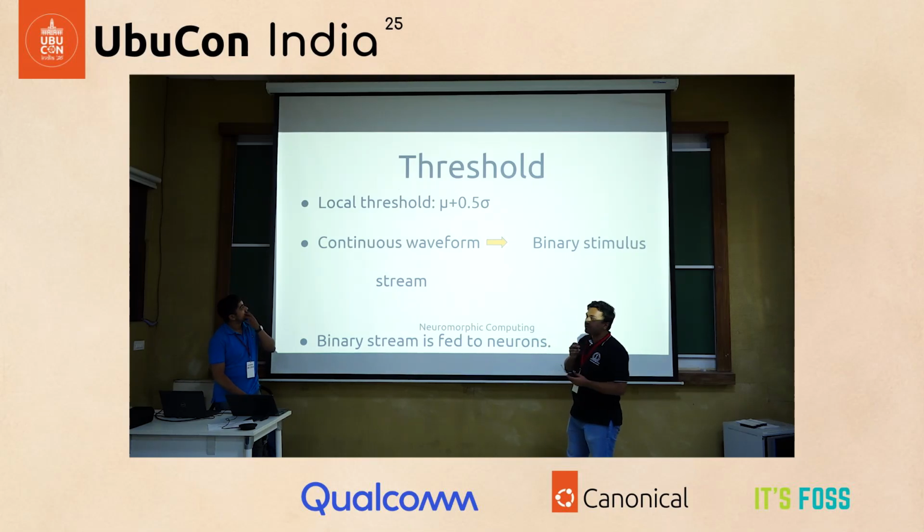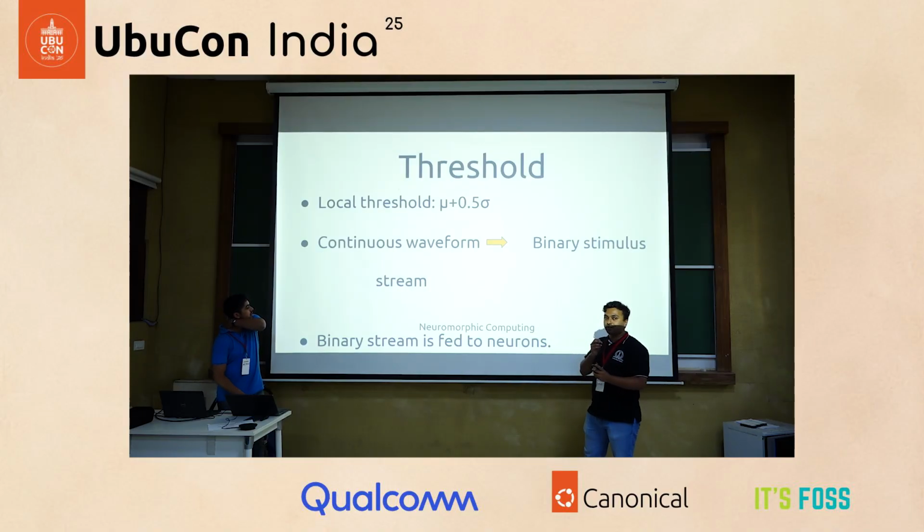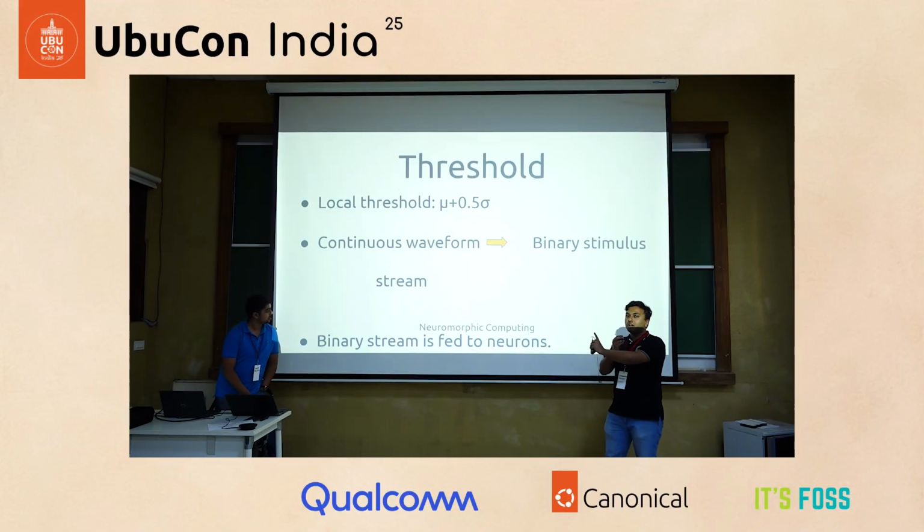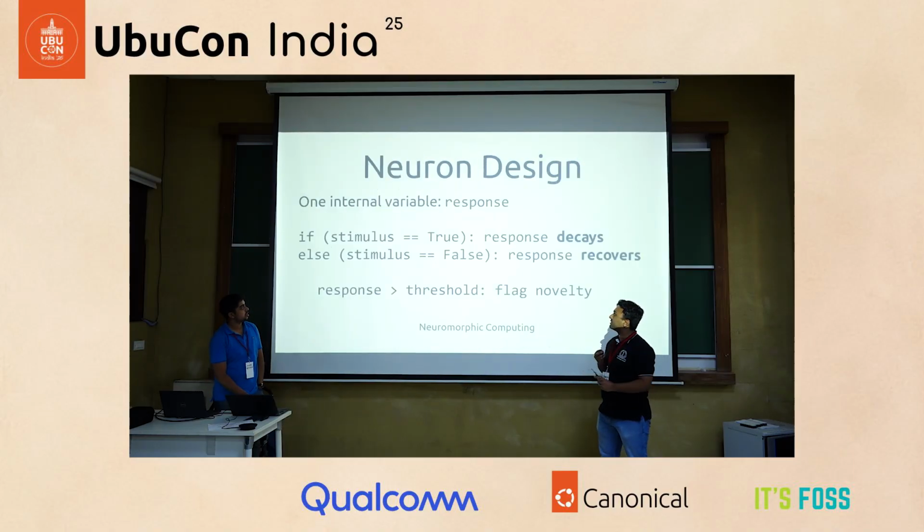We chose a global threshold. For each of those 5000 sequences, we computed a threshold, which was the mean plus half of the standard deviation. This is pretty standard. And that continuous waveform, we made it a binary stream. Basically, true or false, right?